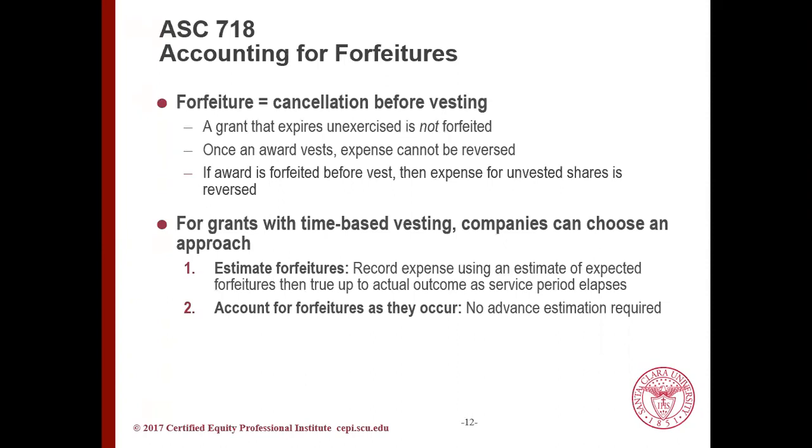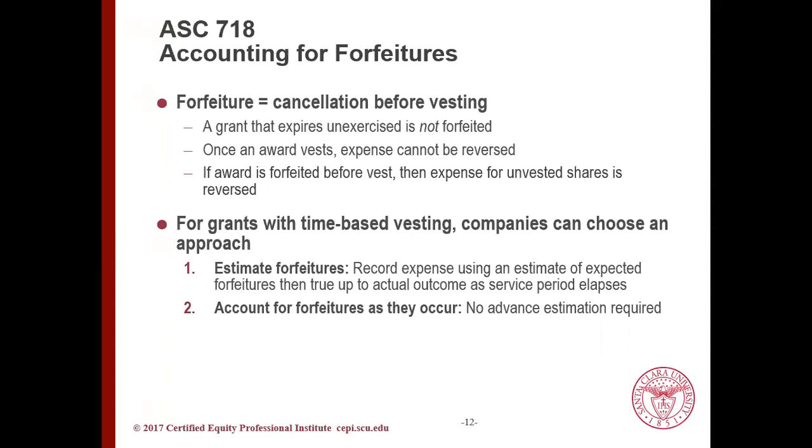So if we grant an option and that option ends up falling underwater and then the employee allows it to expire unexercised, if the option vested, when it ends up expiring unexercised, we don't get to reverse any of the expense for it because it vested. The only instance where a company can reverse expense for an award is if it doesn't vest, if the employee ends up forfeiting it before the award vests.